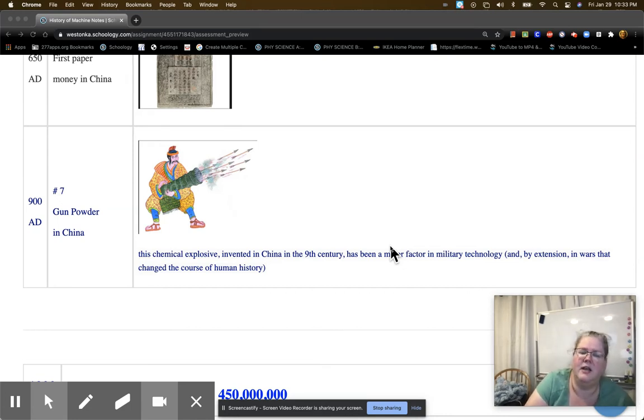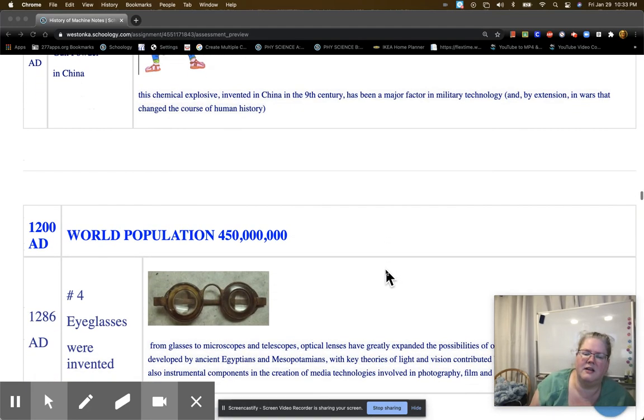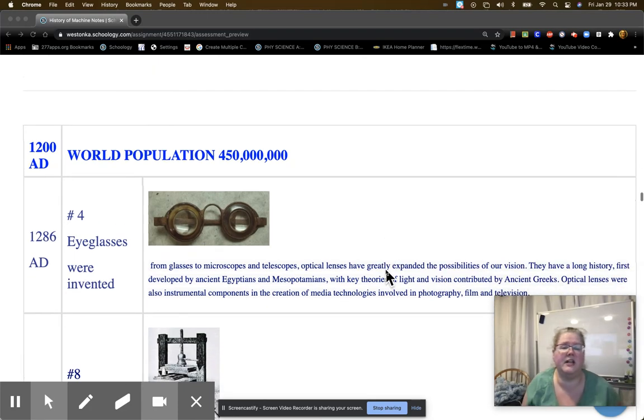Gunpowder in China, not really used to shoot people. That was when the West got it, but it was used to show a display of force, and it changed human history. By 1200 AD, our population is at 450 million. We're seeing eyeglasses being invented, so we're being able to control our glass.